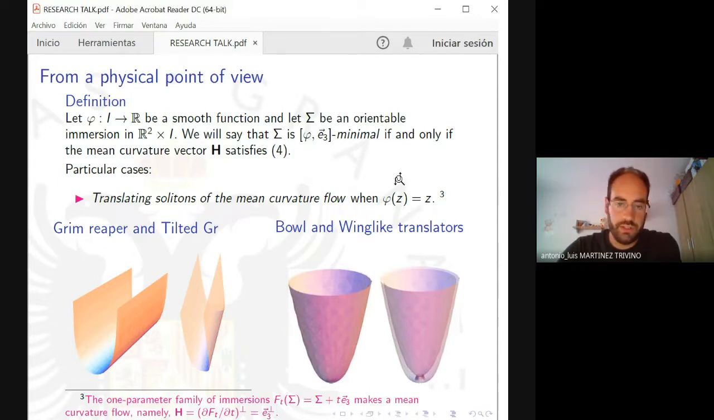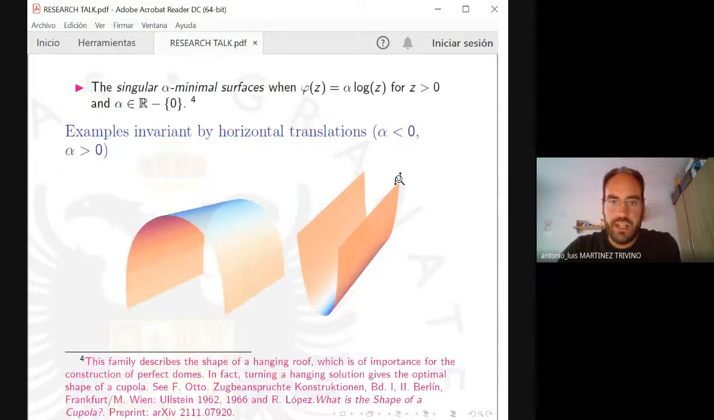For example, we obtain the Grim Reaper and the tilted Grim Reaper, examples invariant by some translation in R3, and rotationally symmetric examples like the bowl and winglike translators. On the other hand, we recover the singular and familiar surfaces. This family describes the shape of a hanging roof, which is important for the construction of perfect domes, according to the works of the architect Otto and Rafael Lopez from University of Granada.